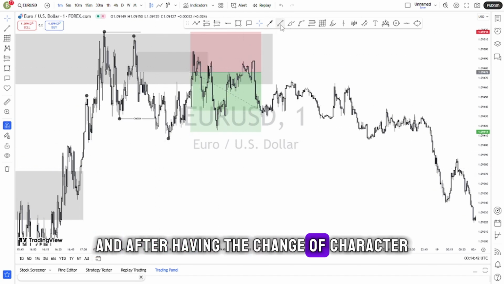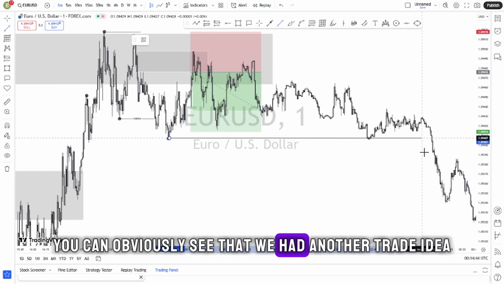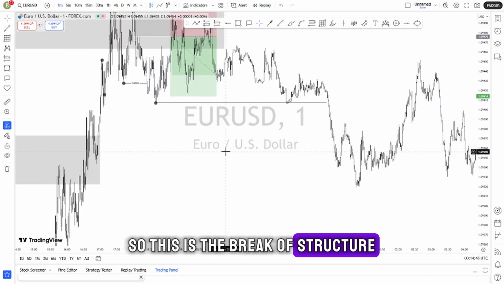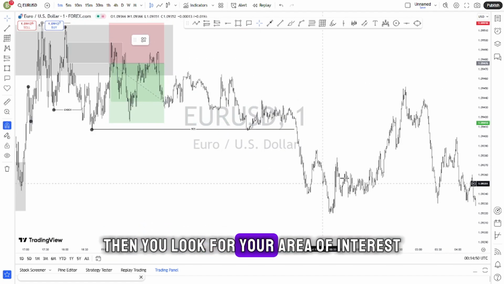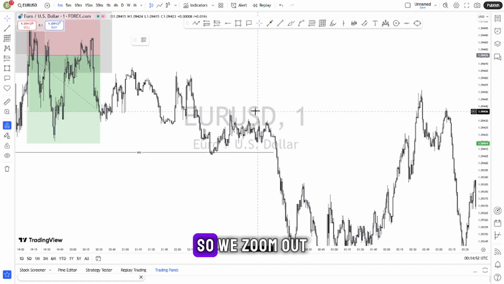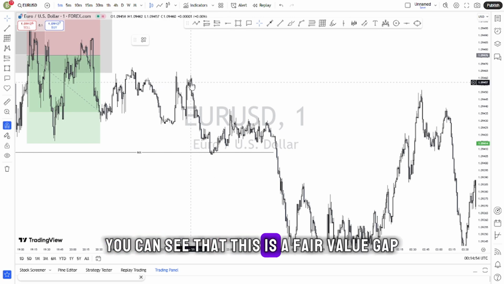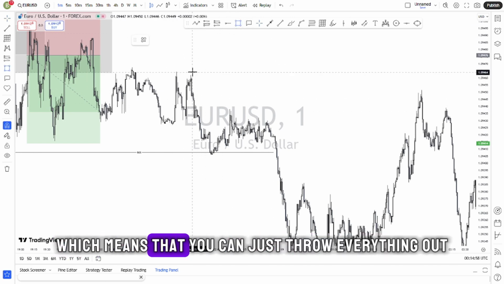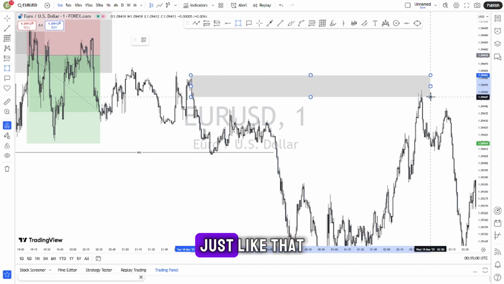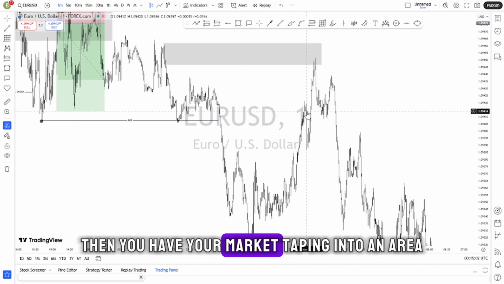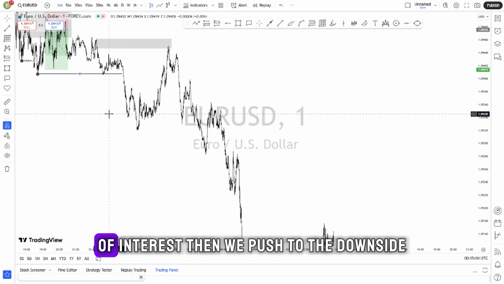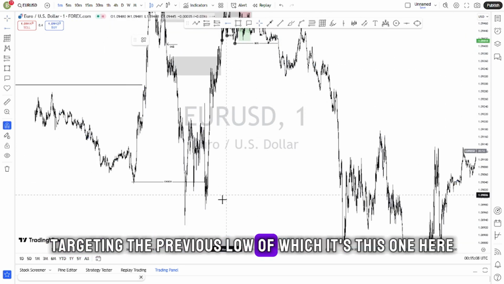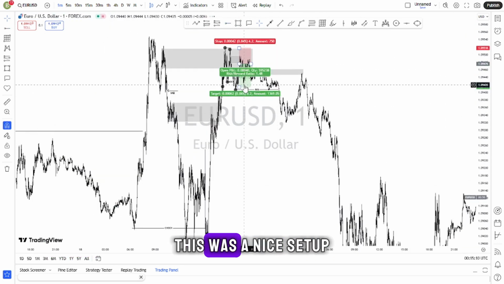And after the change of character, you can obviously see that we had another trade idea. So this is the break of structure. Then you look for your area of interest. So we zoom out, you can see that this is a fair value gap, and then this is the buy to sell candle, which means that you can just draw everything out just like that. Then you have your market tapping into an area of interest. Then we push to the downside, targeting the previous low, which is this one here. This was a nice setup.